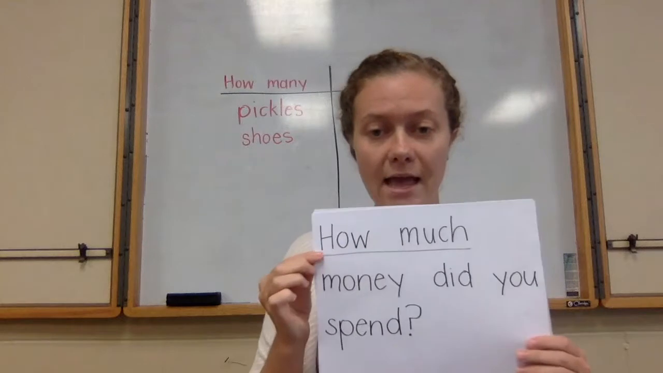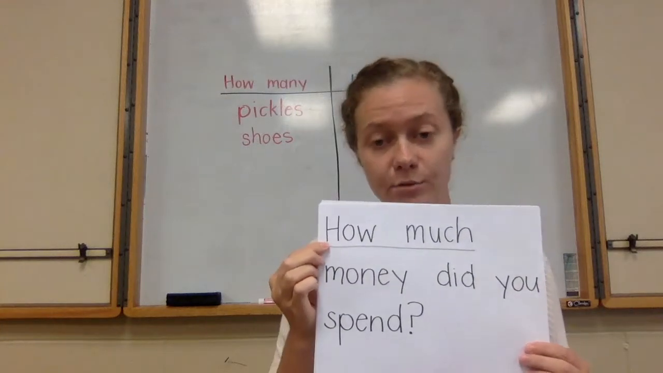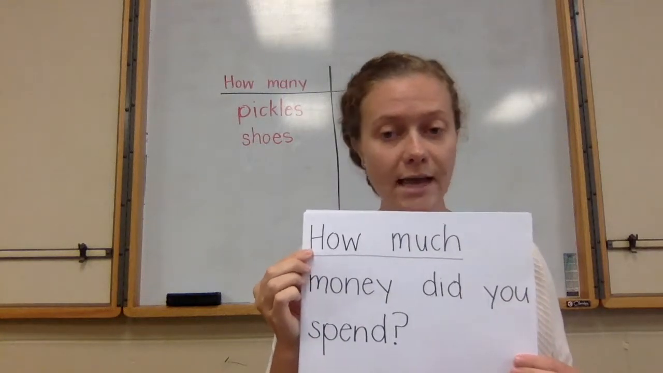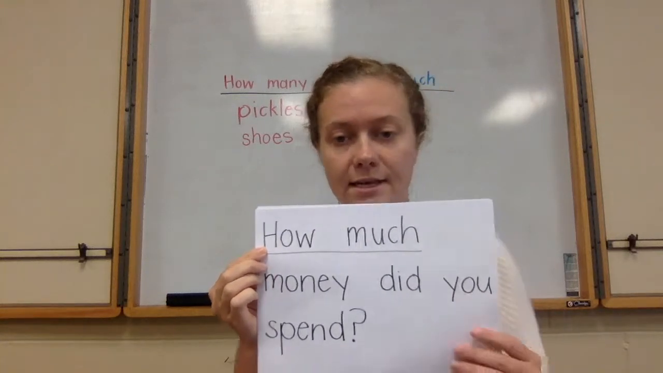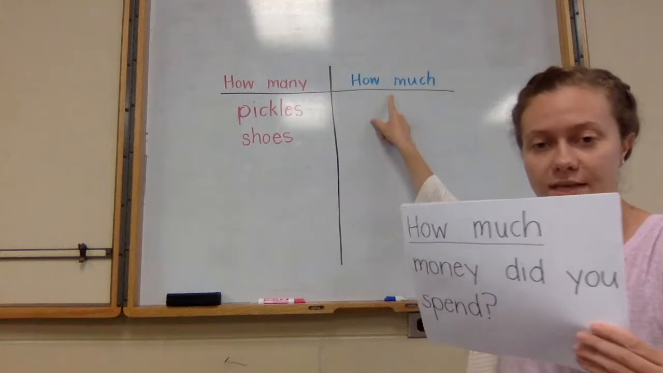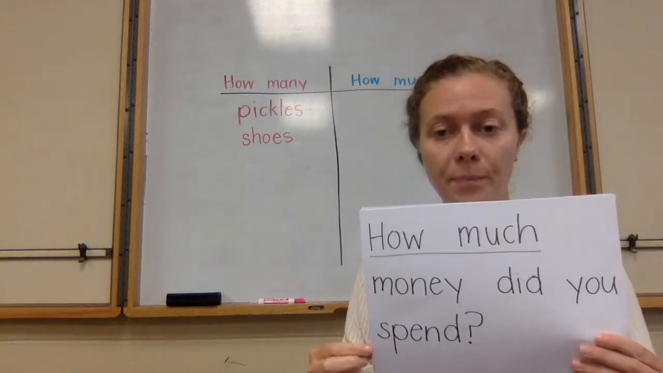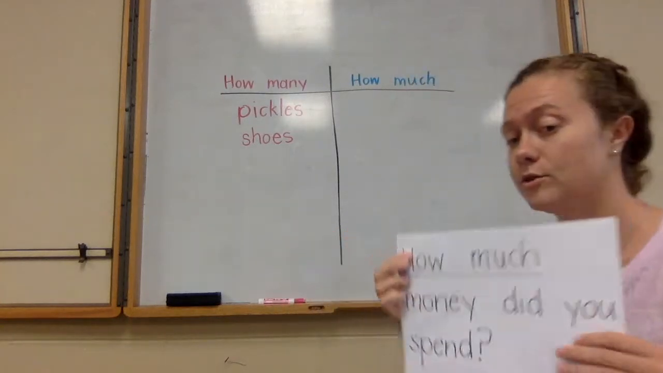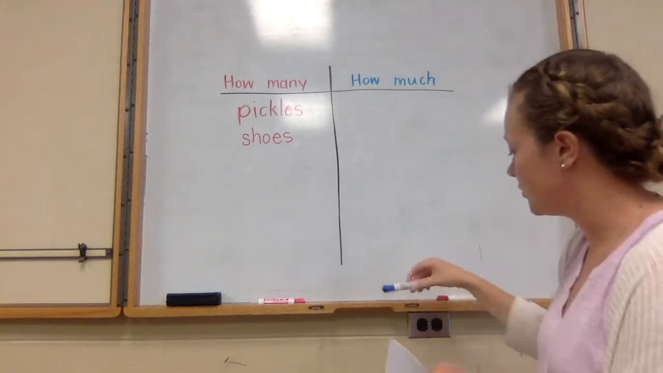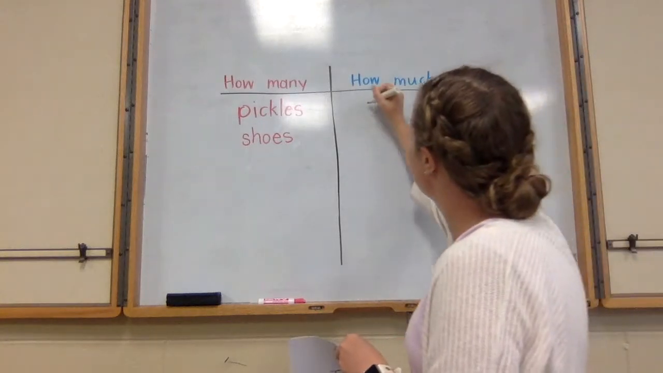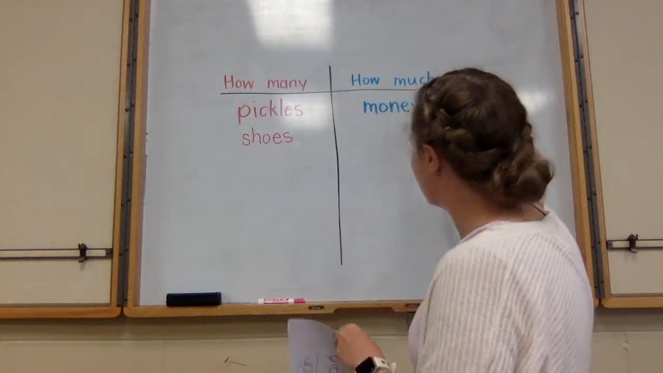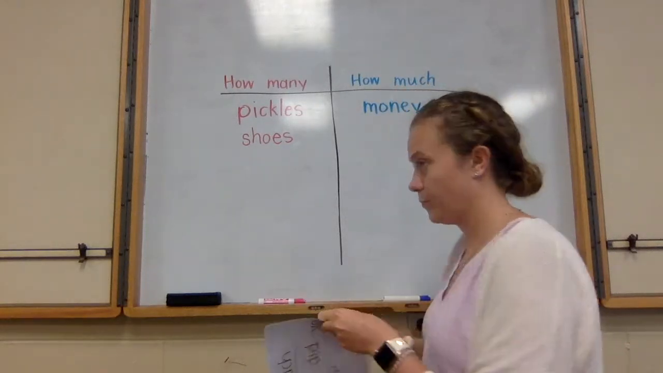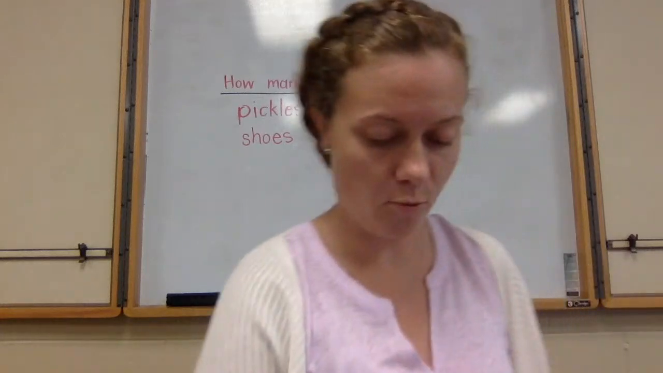This sentence says, how much money did you spend? The phrase is how much. What is the noun in this sentence? What is the noun that needs to go on the how much side? Yes, money is the noun, so we're going to put money under how much. Perfect. We have 3 more.